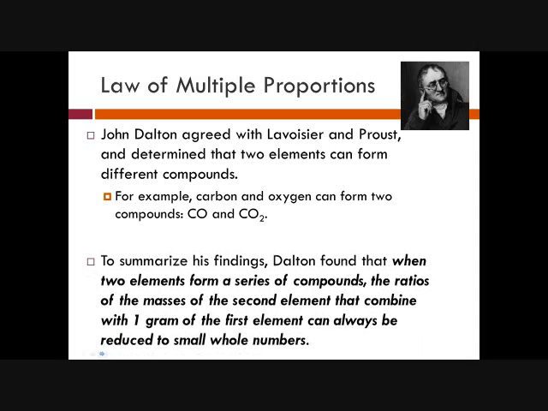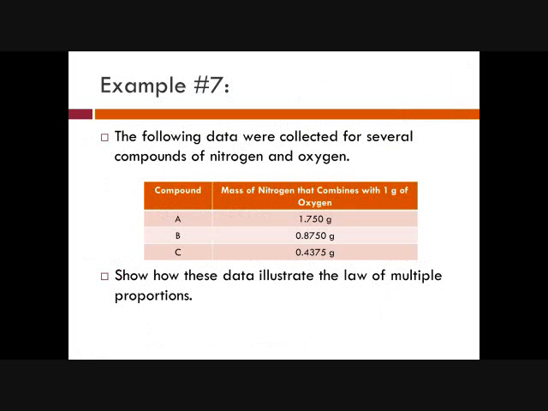To summarize his finding, Dalton found that when 2 elements form a series of compounds, the ratios of the masses of the second element that combine with 1 gram of the first element can always be reduced to small whole numbers. We're going to see this in example 7. He had mass data, and the reason they proved this law is using mass data. If we have compound A, compound B, and compound C, and we know these compounds only include nitrogen and oxygen, we want to show how these illustrate the law of multiple proportions.